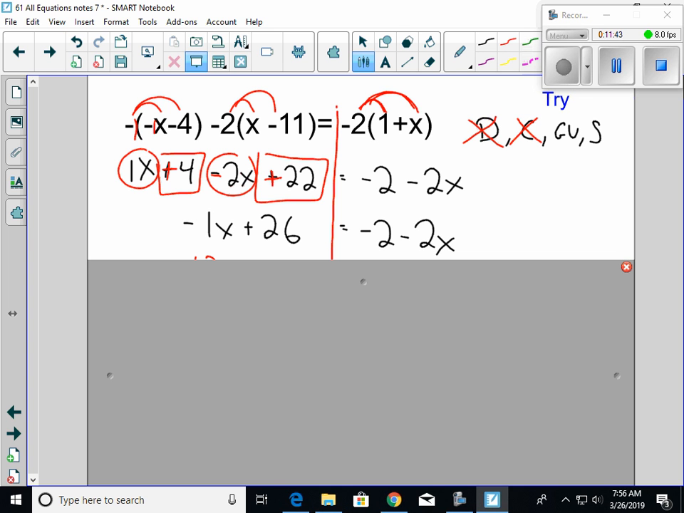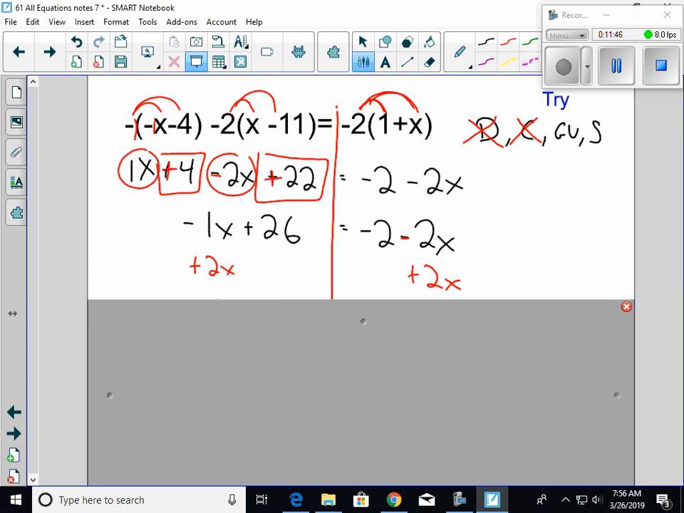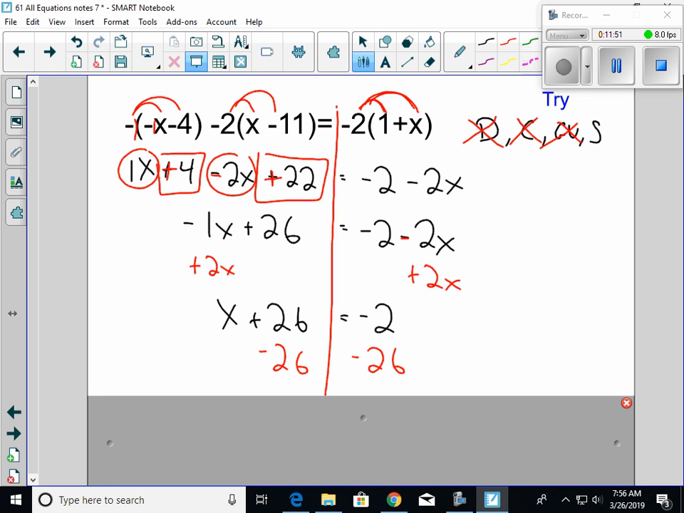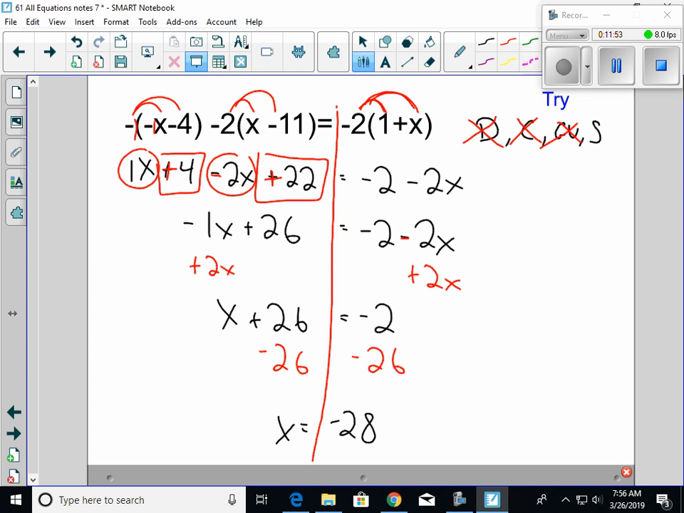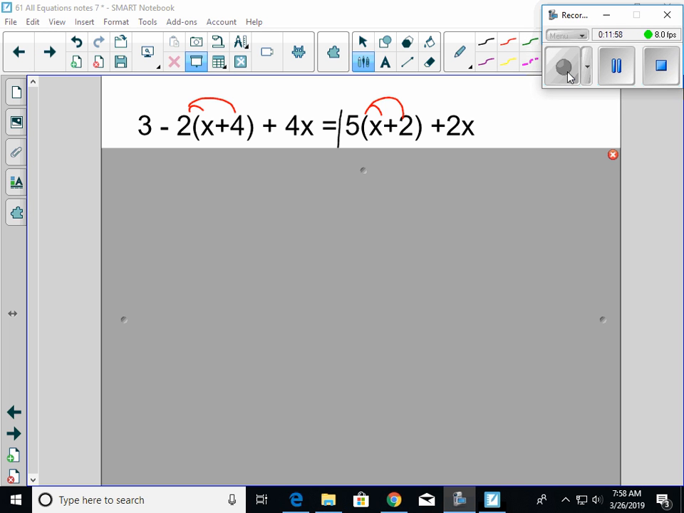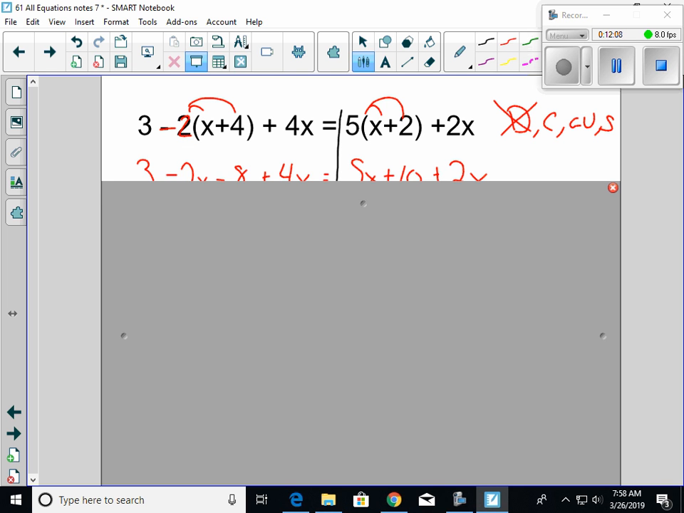Get your variables to the same side. Opposite of minus 2x is plus 2x. And when you solve that, answer was negative 28. Okay, and here's our last example. X can get very sad. Okay, so we distribute first. Okay, it's a negative 2 that we're distributing on the left.